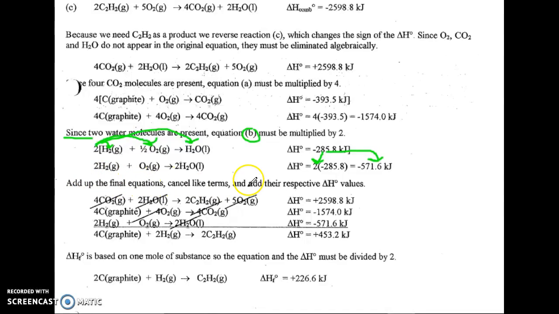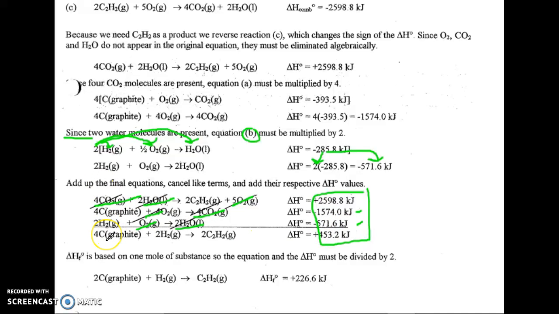Once you do that, you add up all of your equations and cancel the like terms on each side. Your 4 CO2s with your 4 CO2s, 2 liquid waters with 2 liquid waters, and then 4 O2s here plus this O2 here makes up the 5 O2s that we're canceling there. Then it's just a matter of summing these all together and being careful with the sign, because these two are negative. That gives us a value of 453.2.